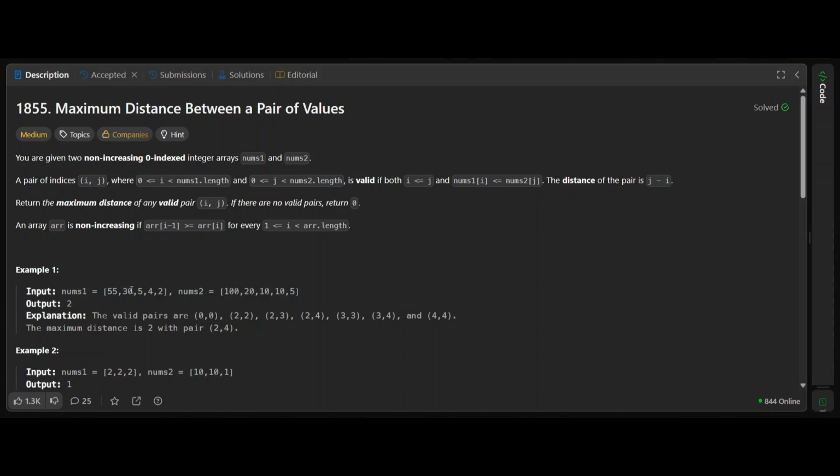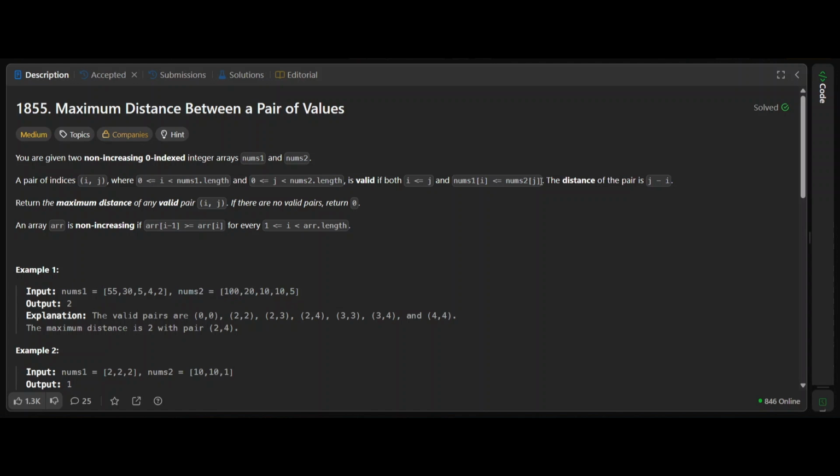If I have 30 here, then after this index we can only have smaller values or 30 again, because it is non-increasing. Non-increasing means values cannot get bigger, but they can be equal. So we may have duplicates as well. This is the meaning of non-increasing. After the index of a value, we cannot have a number bigger than that number. So this is nums1 and nums2, and both are non-increasing.